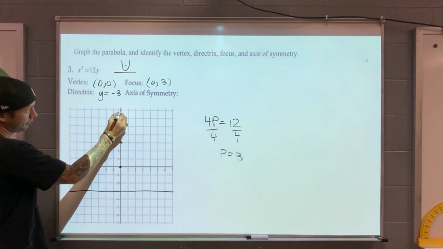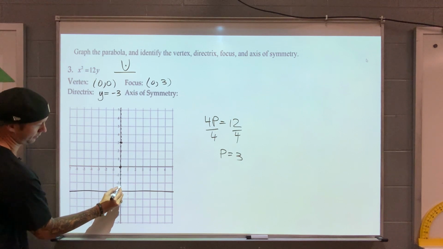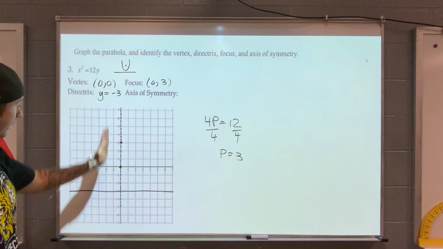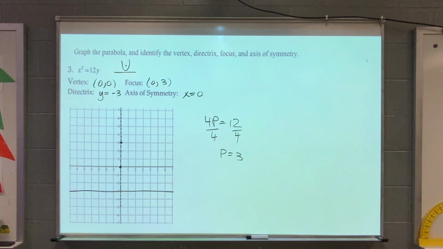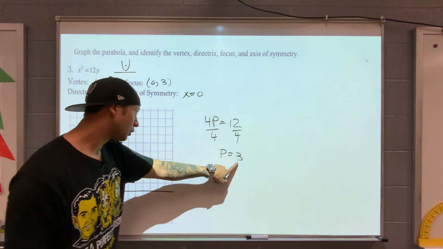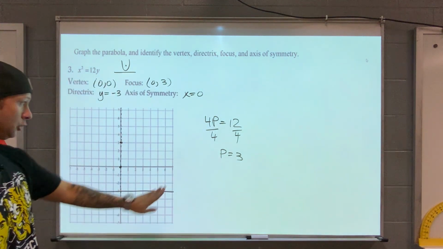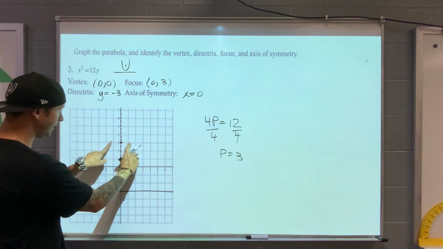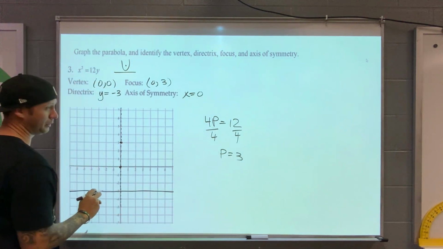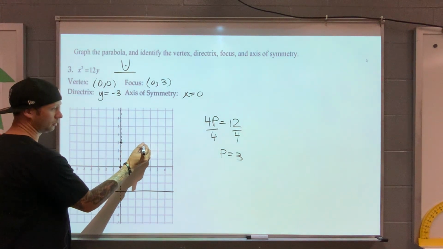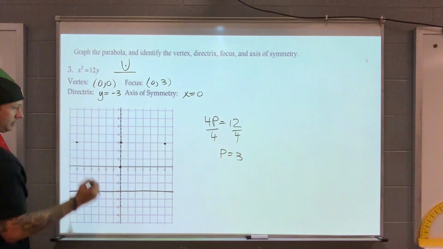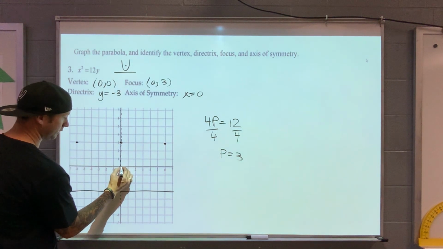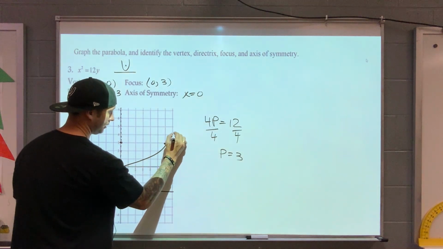Axis of symmetry: a vertical line through 0, x equals 0. Okay, the last piece, latus rectum. 3 times 2, because 2 times p gives us that distance. So 2 times 3 is going to be 6: 1, 2, 3, 4, 5, 6 in each direction.